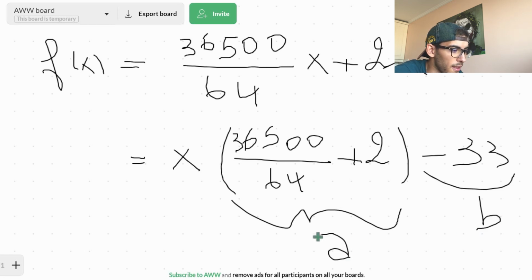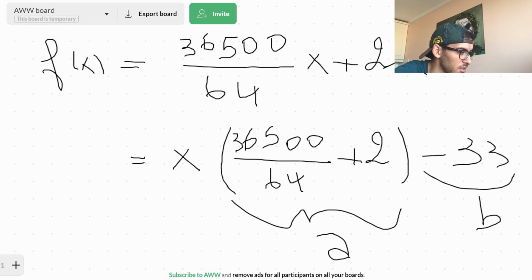So simple. If you want to calculate the b without having to do that transformation that I just did between this line and this one, you just replace x by 0. So in that case, f of 0 is 0 plus 0 minus 33. So f of 0 is exactly b, which is the y-intercept.